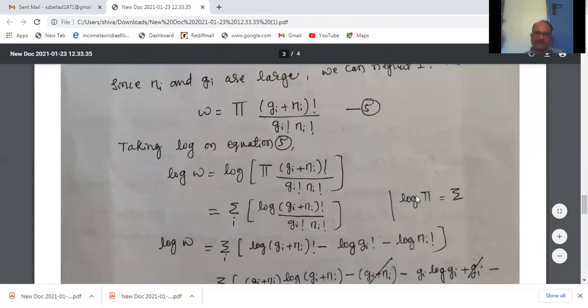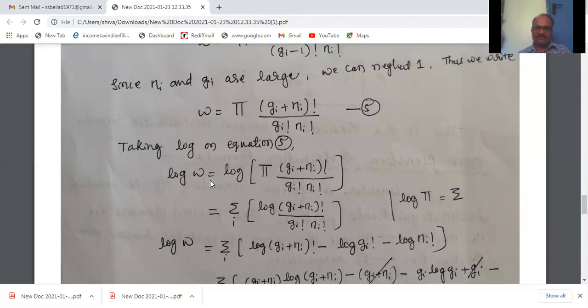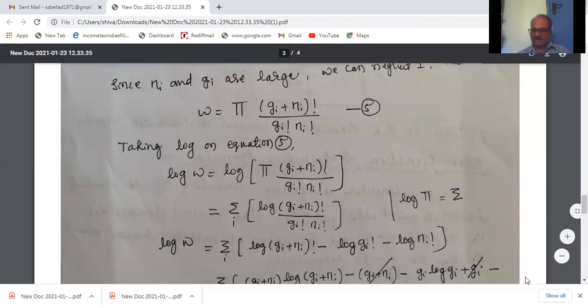Then we have to take a log on equation 5. So log omega is equal to log of this whole expression. When the log operates on this product, it becomes a sum. Therefore, log omega equals summation over i of log of (gi plus ni) factorial divided by gi factorial ni factorial.